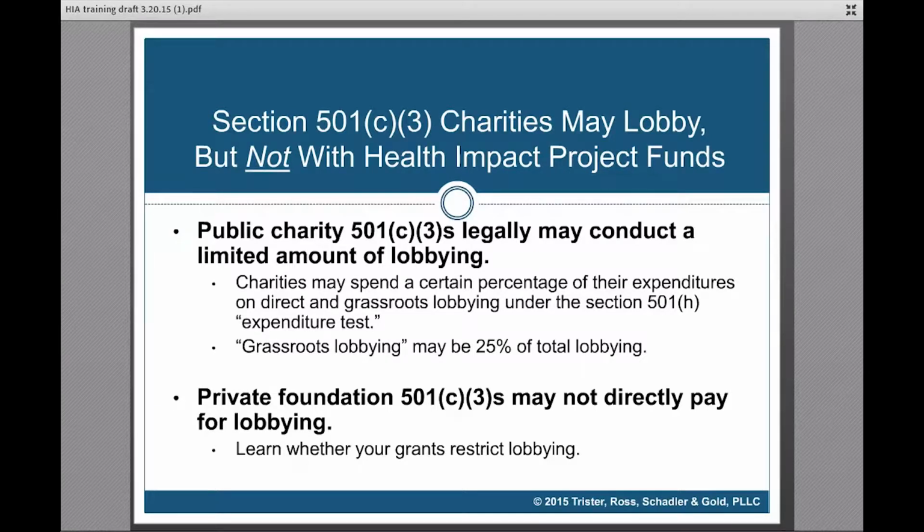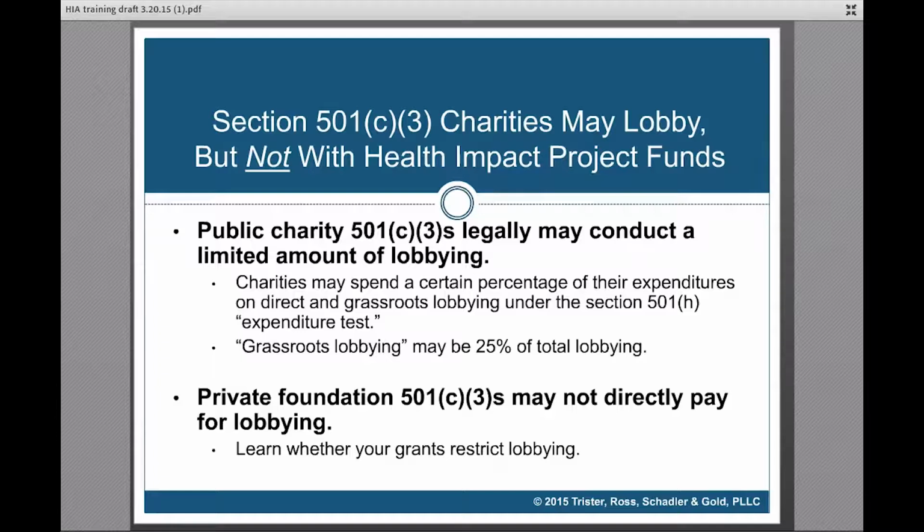One common myth is that Section 501(c)(3) public charities cannot lobby, and that's, of course, just a myth. 501(c)(3) public charities, which include most universities, most advocacy organizations, and most public health organizations, can lobby. There are some restrictions on how much lobbying they can do, and there are also restrictions on private foundations funding the activities of those public charities.